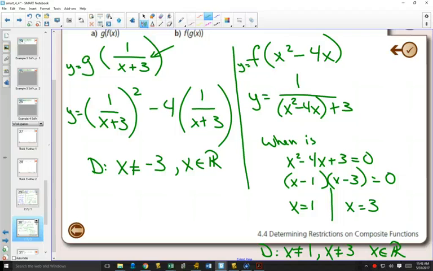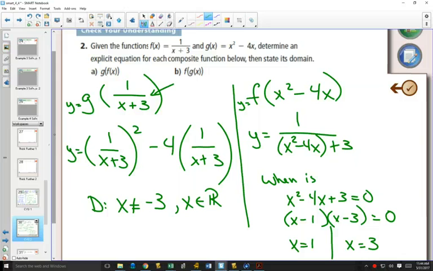So this is interesting because a non-permissible value of f of x is negative 3. But in this situation, f of g of x, negative 3 is allowed. Because if you plug negative 3 first into g of x, you're going to get 9 plus 12. You're going to get 21. And 21's fine when you plug it into 1 over x plus 3. But now we get some new non-permissible values. 1 and 3 would cause a 0 to happen on the bottom.